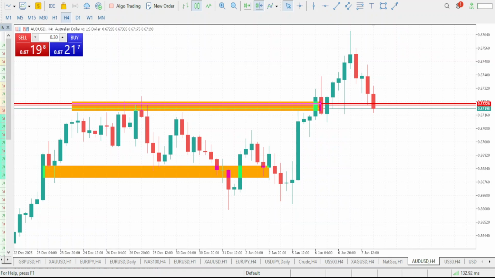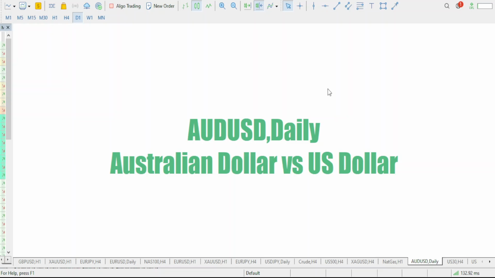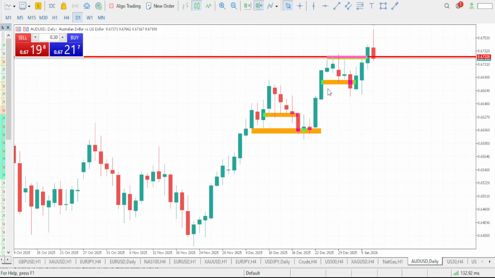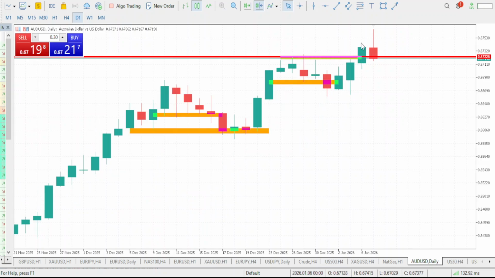So first, let's start with our trend on our AUD/USD. We would want to know what this trend is, and the best time frame to understand the trend is our daily time frame right now. So what did the market do here? The market broke out of this resistance and came back to retest it. I will be explaining why the market did that.